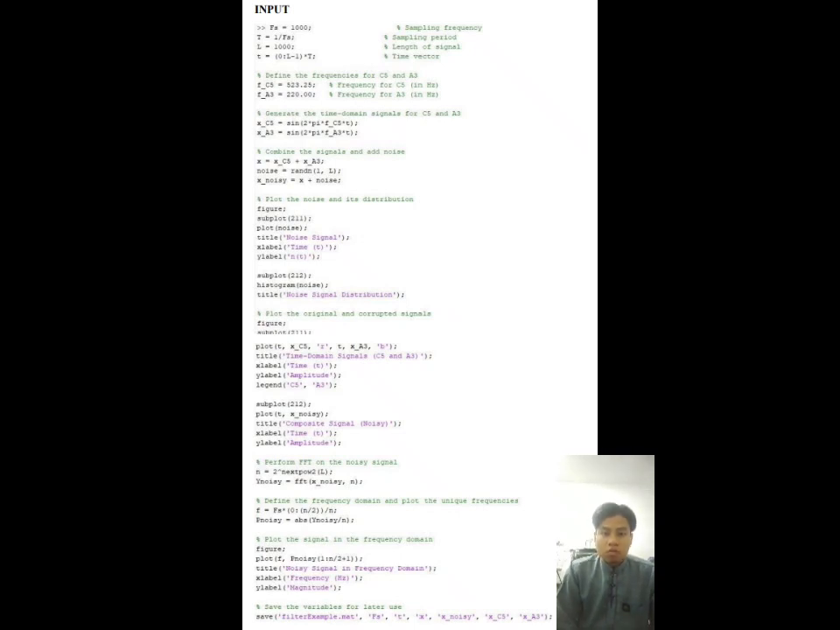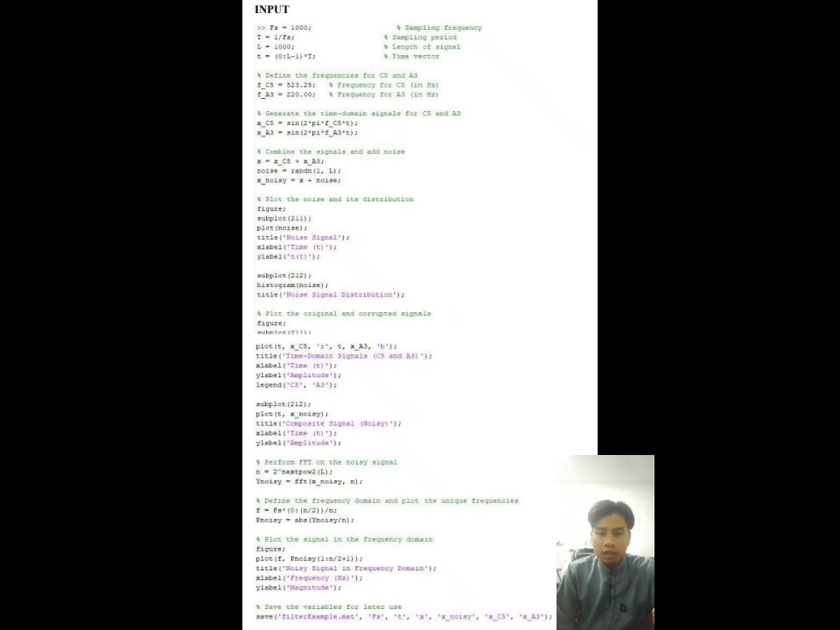Moving on, we set the length of the signal to 1000. This means our signal will consist of 1000 data points or samples. It determines the total duration or length of the signal we are working with.